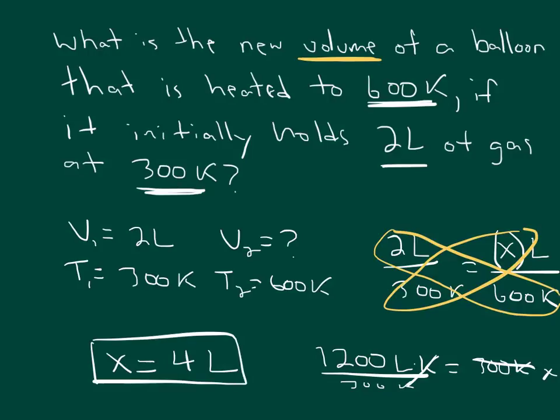Which we should be able to guess, right? If we're doubling the temperature, and initially it's at 300 Kelvin, and we double it to 600 Kelvin, then the volume should double as well. This is a direct relationship. This is not an inverse relationship, the relationship between volume and temperature.